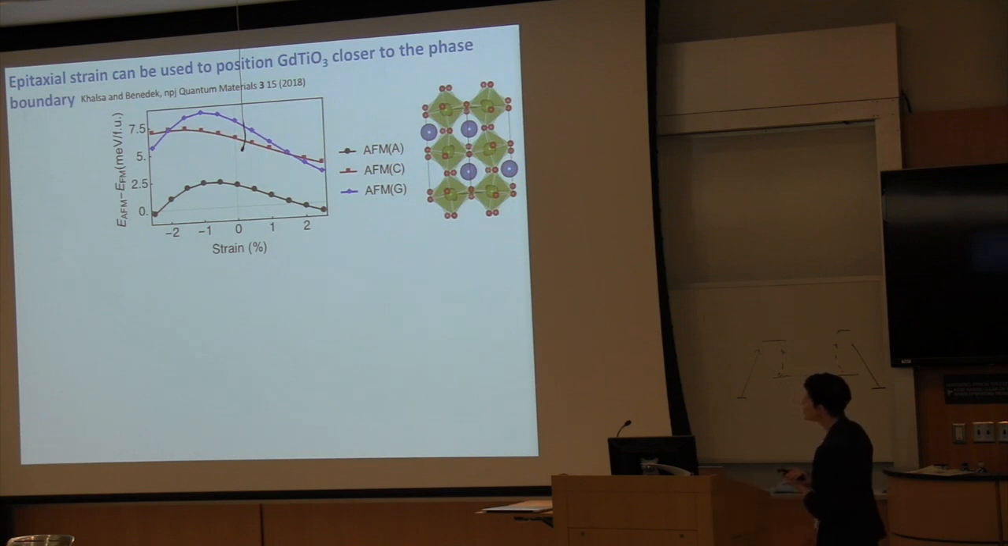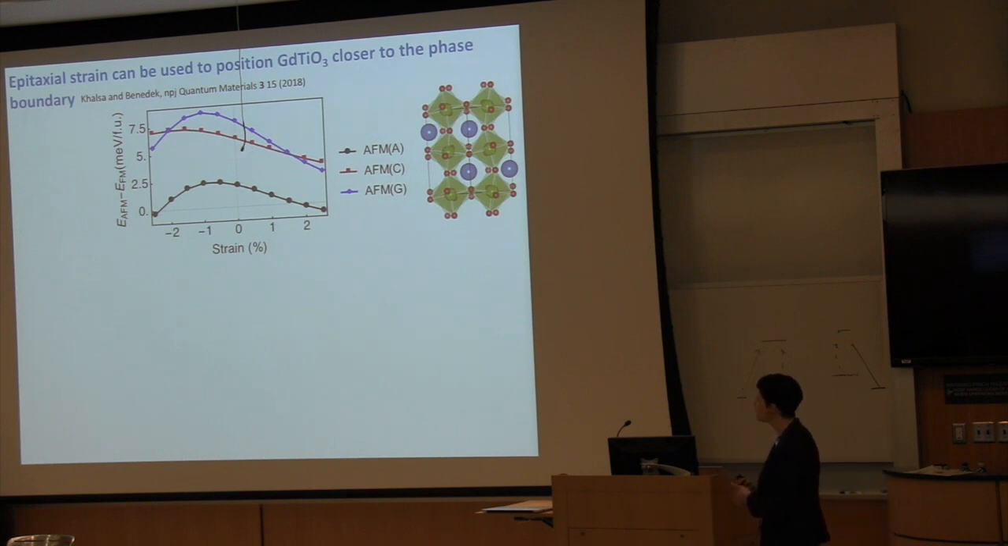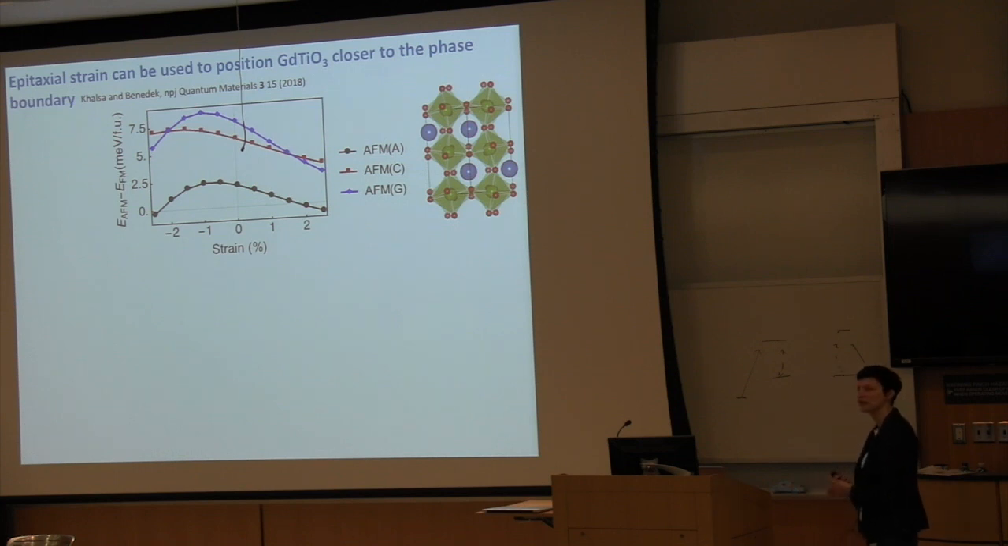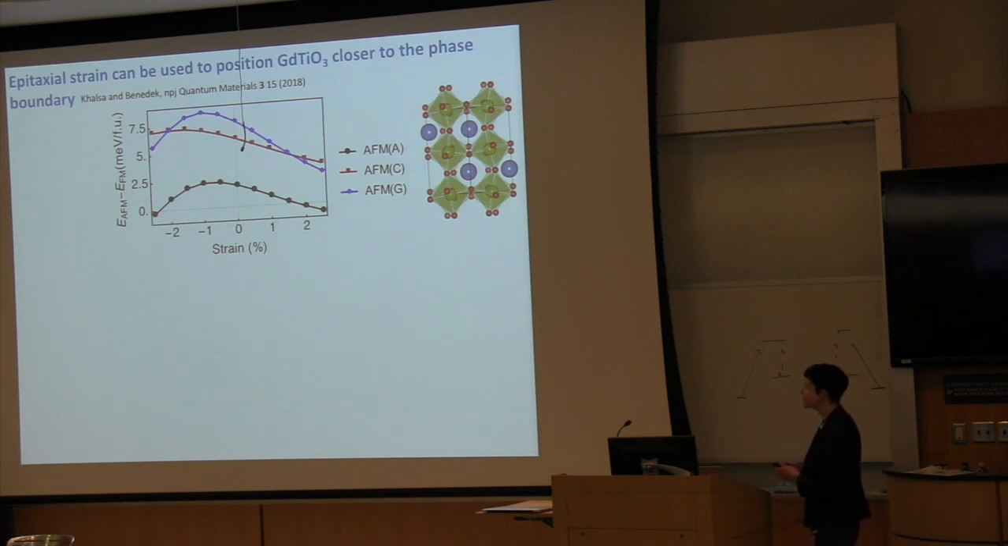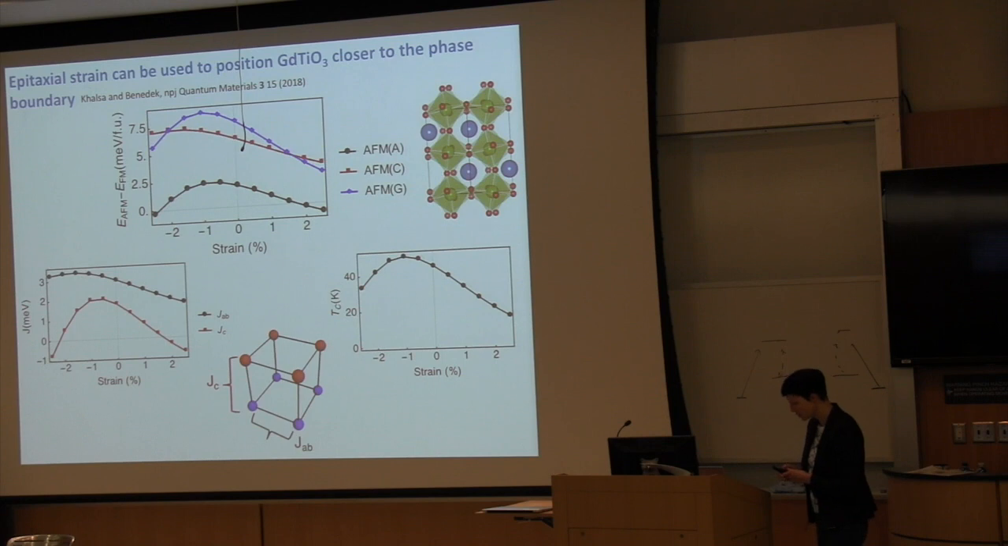So this little plot again shows the energy difference between different magnetic orders as a function of both tensile and compressive epitaxial strain. So the A-type AFM phase is always closest in energy to the ferromagnetic phase. And you can see that by using strain by itself, you can push the system over the phase boundary to that A-type phase, but that's a pretty large strain, and is probably not realizable experimentally, at least not easily. But we can see how strain is moving the system closer to that phase boundary.